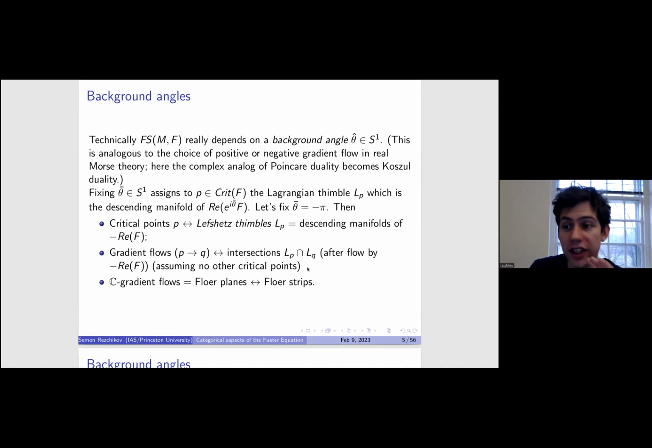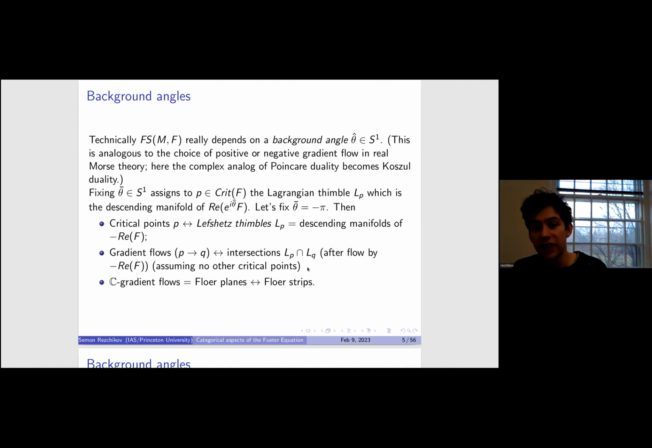And the other thing to say, that's related to the symmetry of this complex gradient flow equation, is that this category actually depends on a background angle. You can think of this choice of background angle as analogous to the choice of positive or negative gradient flow in real Morse theory. And there's actually some duality between the category defined at the background angle theta hat and the background angle theta bar and minus theta bar. That becomes some causal duality between those categories.